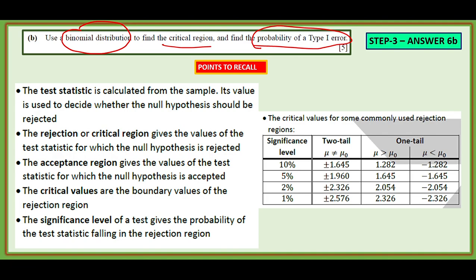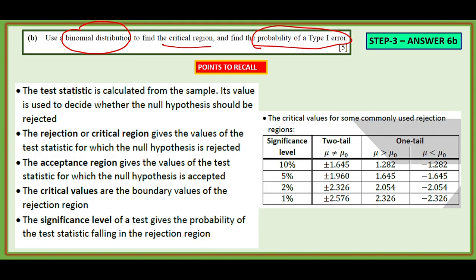So the rejection or critical region gives the values of the test statistic for which the null hypothesis is rejected. The acceptance region gives the values of the test statistic for which the null hypothesis is accepted. Sometimes it may be mentioned in some explanation that the null hypothesis is not rejected. That means the null hypothesis is accepted. The critical values are the boundary values of the rejection region.